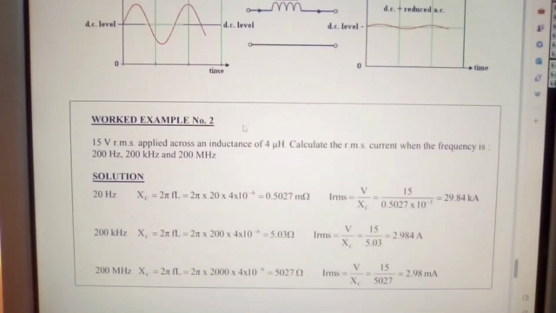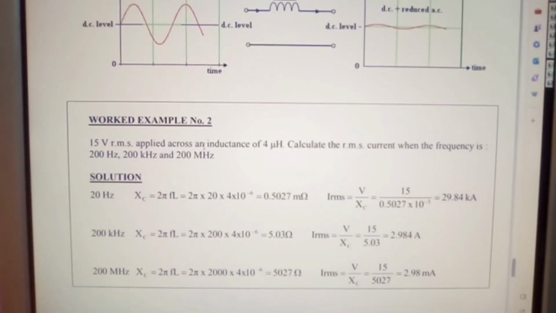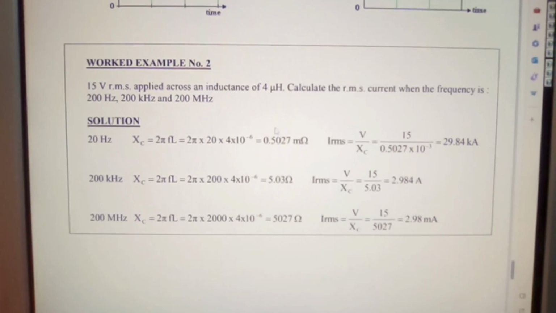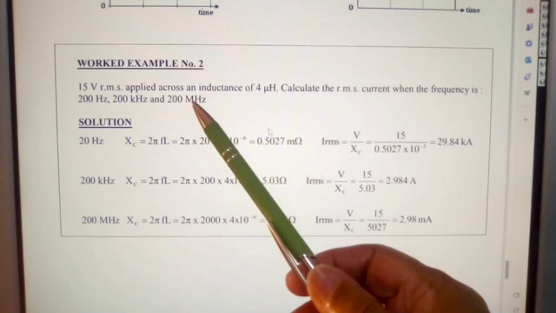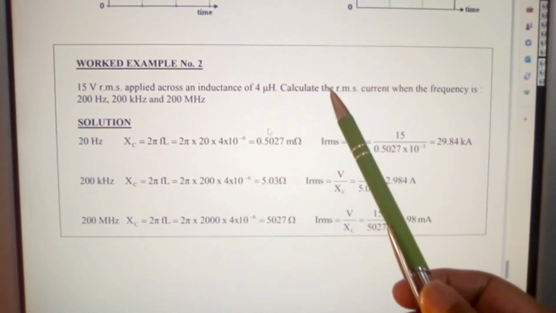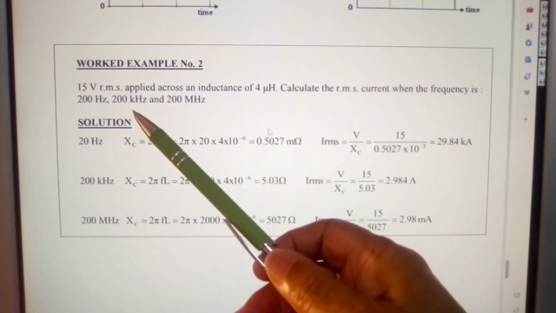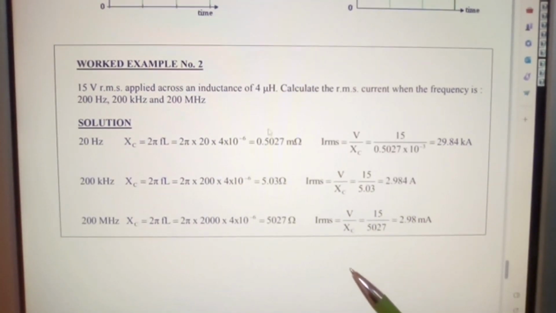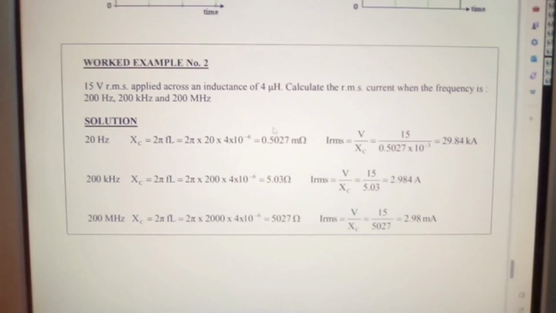Now again, here we have some work examples. Do the work examples. Engineering science, okay? And just to read this out in full, 15 volt RMS applied across an inductance of 4 microhenries. Calculate the RMS current when the frequency is 200 Hertz, 200 kilohertz and 200 megahertz. And here's all results. Make sure you apply them and you understand the concept as to how to produce and calculate your relevant information.